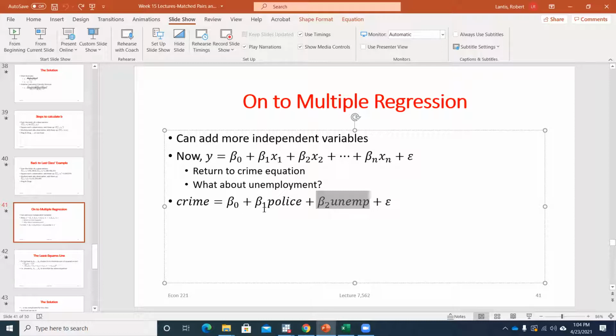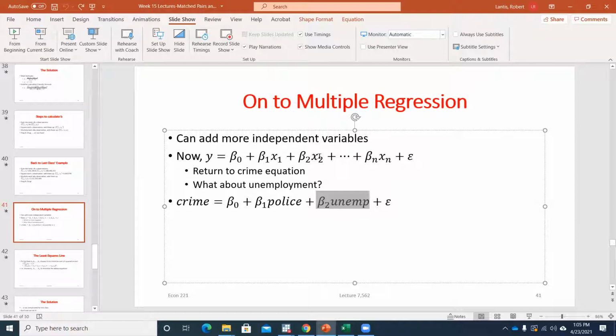We'll dive into this a little more in a second, but the idea is that if I can include it, beta 1 no longer includes that bias. It no longer picks up the effects of unemployment rates. It's just picking up the effects of police force expenditures. Maybe it's picking up some other important things that we're leaving out, but at least the bias that existed because of not including the unemployment rate is gone once we include it in our regression.